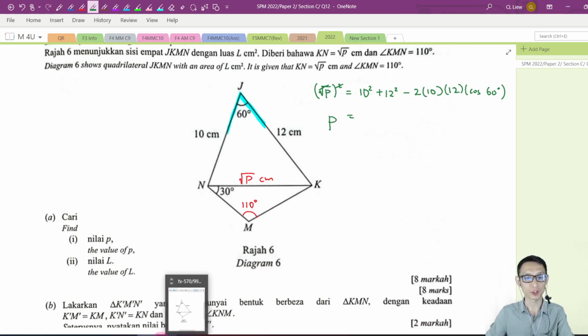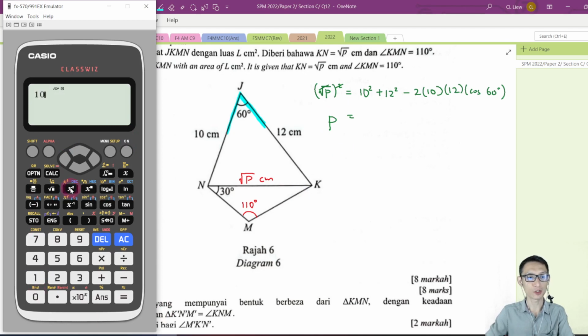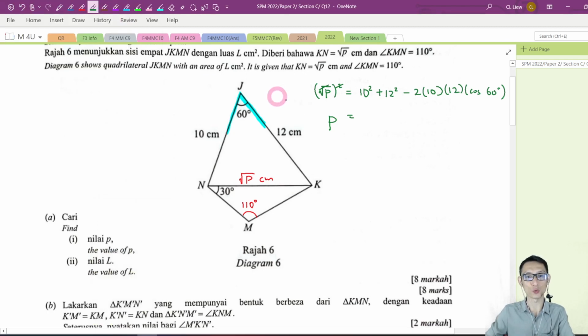Okay, now just press your calculator. 10 squared plus 12 squared minus 2 times 10 times 12 times cosine 60 degrees. Okay, equal. This is 124. Okay, P is equal to 124. Now but be careful here. 124 is actually not the length of NK, because the length of NK is square root of P, that means square root of 124. So the length here is actually equal to square root of 124 centimeters.